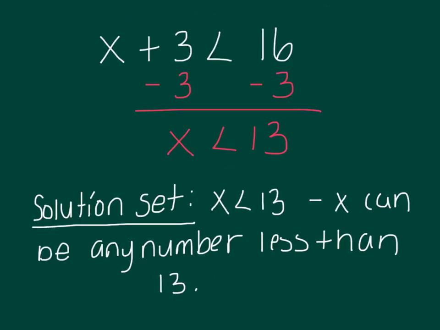So to solve this, x plus 3 is less than 16. We want to undo whatever is being done to x. So here, 3 is being added to x. To undo addition, we subtract 3 from both sides. That cancels out on this side, and we have 13 on this side. So our answer is x is less than 13.